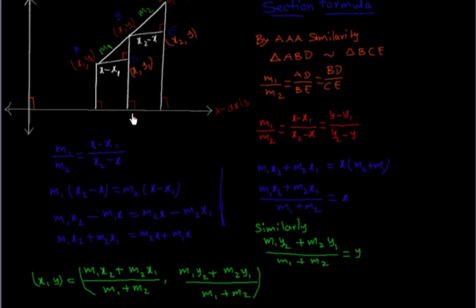So children, I hope you all understood the derivation of this, that is x comma y equals M1 x2 plus M2 x1 by M1 plus M2, comma, M1 y2 plus M2 y1 by M1 plus M2.